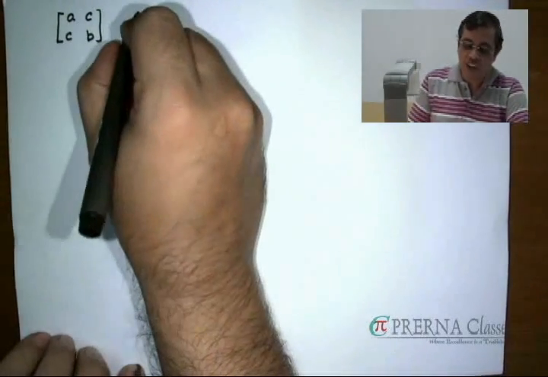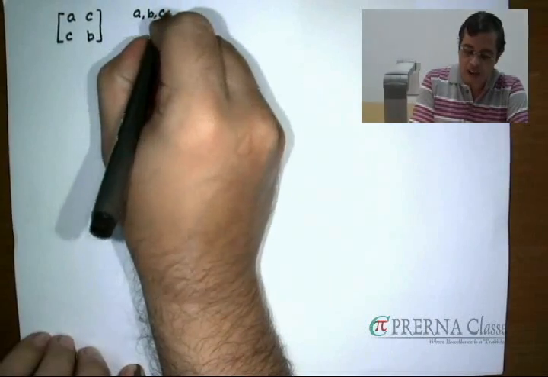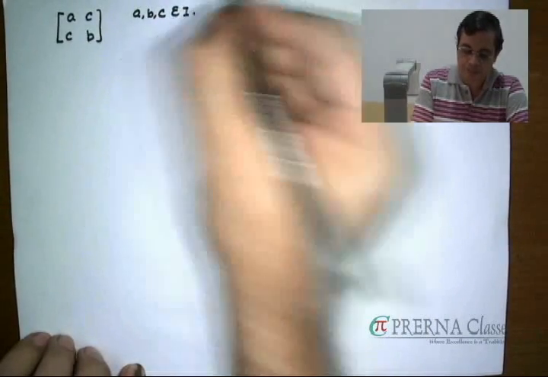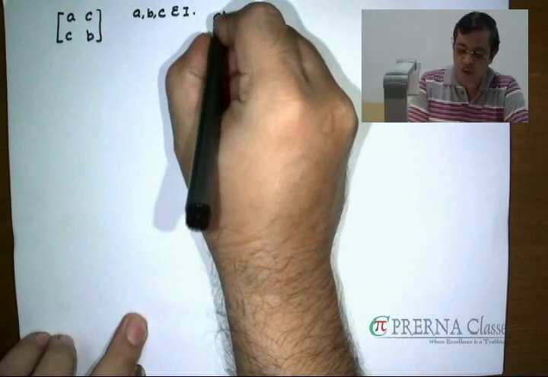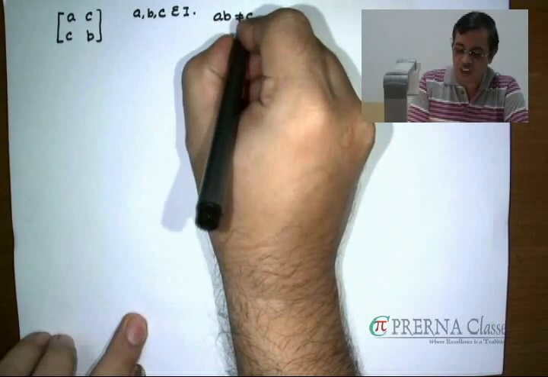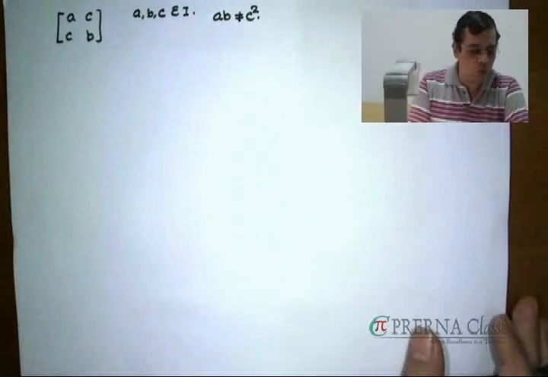It was given that each of these A, B and C are integers. We were looking for a situation under which the matrix is invertible. For the matrix to be invertible, it should not be singular. In other words, AB should not be equal to C square.